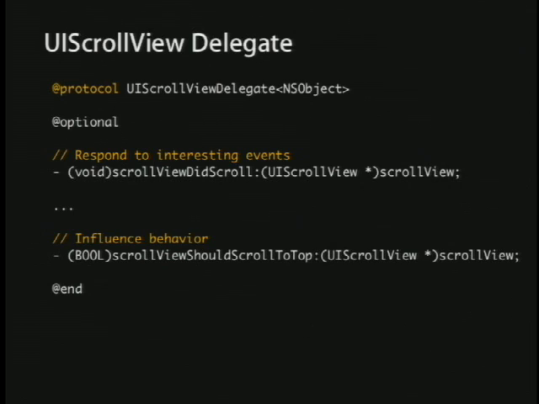The other thing that I said you might do with delegates is influence behavior. An example of that in the scroll view delegate protocol is the scrollViewShouldScrollToTop delegate method. This is a little bit hidden. Not everyone knows that it exists. But in any scroll view, when you see it on your iPhone screen, if you're not scrolled all the way to the top, you can tap on the status bar, and the scroll view that's visible will scroll all the way to the top. That's the default behavior. You can turn it off by returning NO from scrollViewShouldScrollToTop.